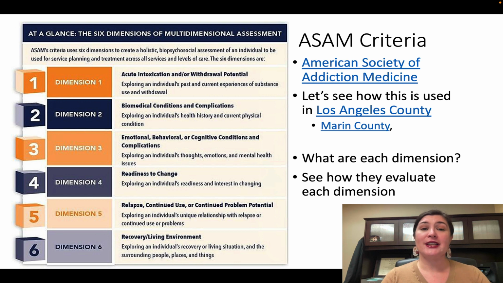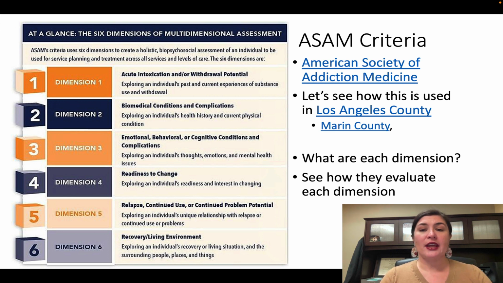The fourth dimension is the readiness to change. The fifth dimension is relapse, continued use, or continued problem potential. And the sixth dimension is recovery and living environment. You can locate and read more about the American Society of Addiction Medicine, which is what these six dimensions are from, in the link found in this module.